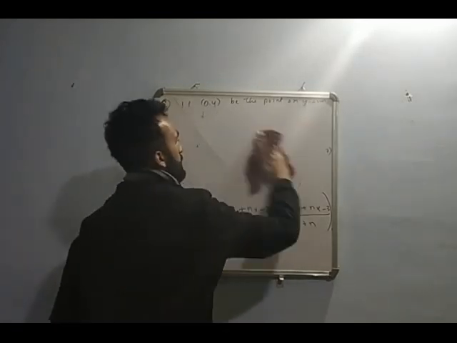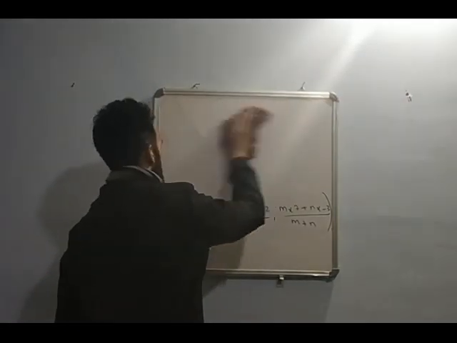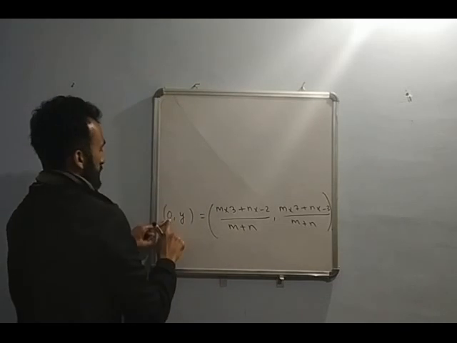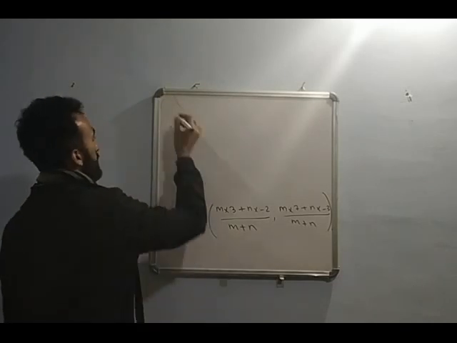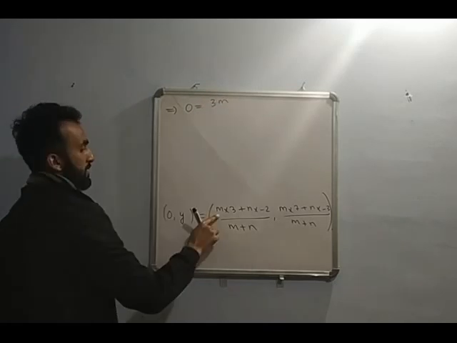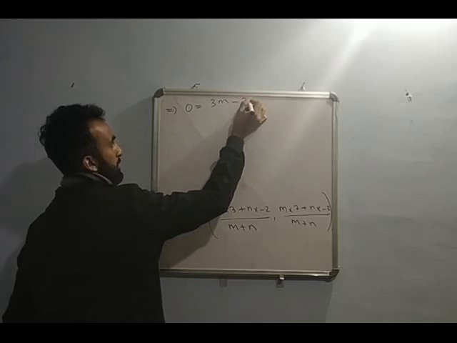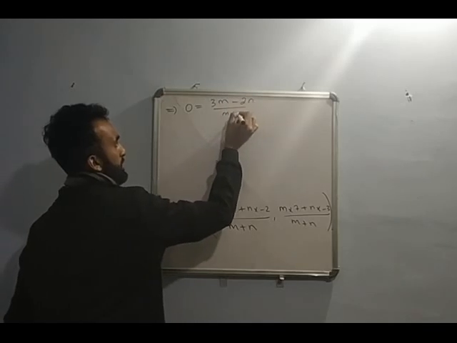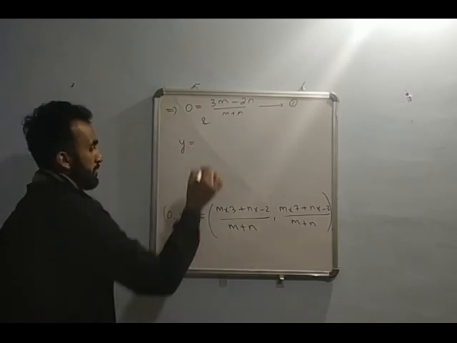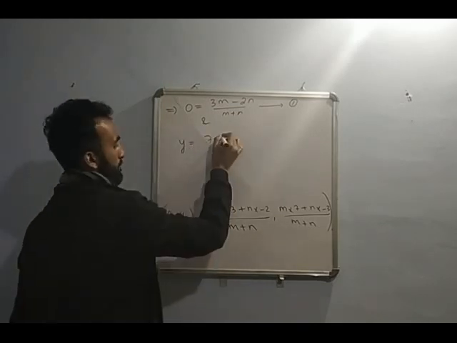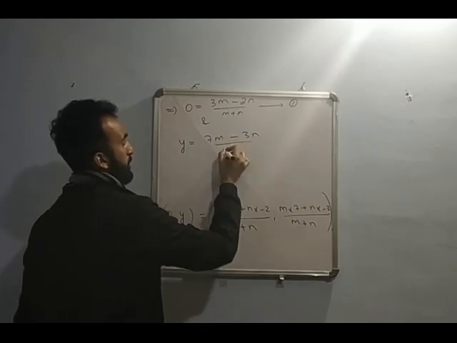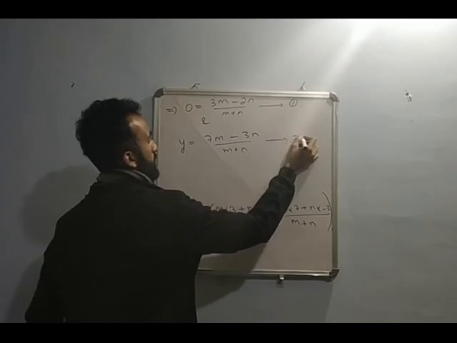I don't need this diagram anymore. The question should be clear first. What is asked? Now what is happening? I told you this is equal to this is equal to this, which implies 0 is equal to 3m. Just check, 3 into (m minus 2n) divided by (m plus n). This is equation number 1. And y is equal to (7m minus 3n), because plus into minus is minus, divided by (m plus n). This is equation number 2.